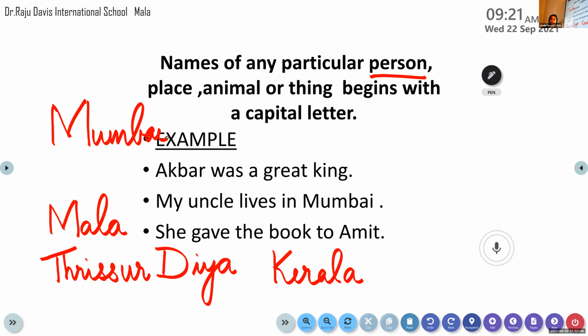Special names of animals, we do mean, if you have a pet dog at home, my dear children, you would have named the pet Blackie, Fluffy, or Jockey, or whatever it is. So that is a special name given to that pet animal. And even a thing, maybe a car, the name of the car is Honda City. So Honda City is the name of the car. And if it is a book, Oliver Twist. Oliver Twist is the name of the book.